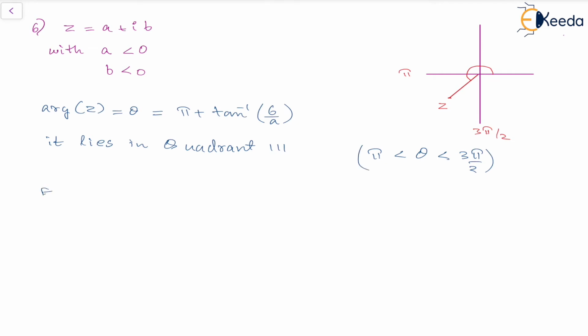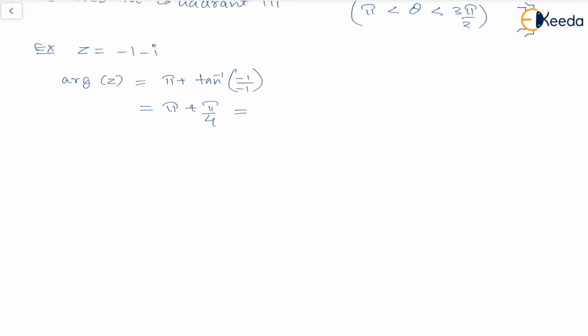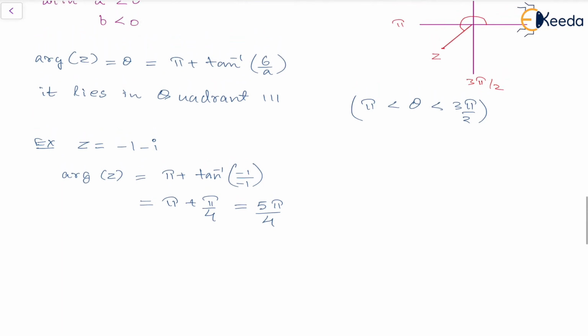For example, let's say z equal to -1 minus i. So argument z becomes pi plus tan inverse of -1 over -1, and this is pi plus pi by 4 equal to 5 pi by 4. So we can see that this lies in the third quadrant.